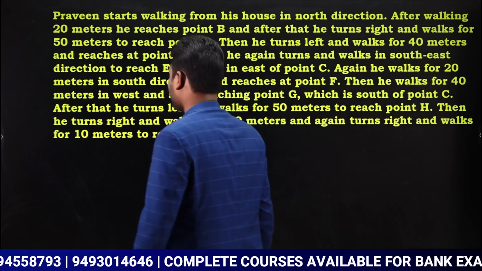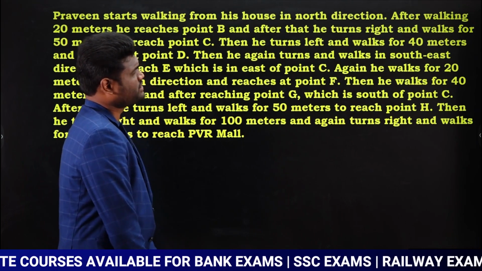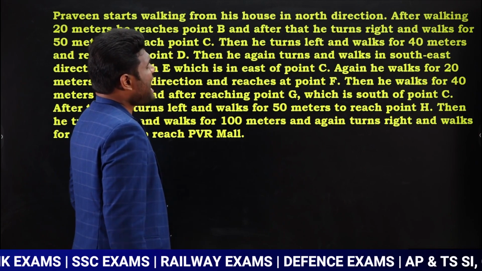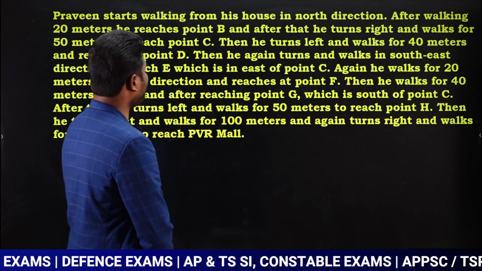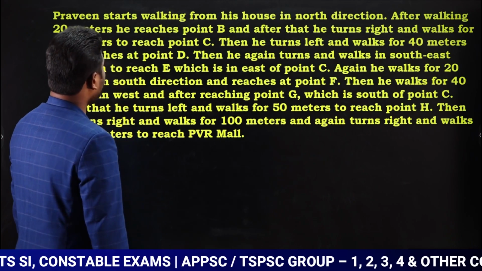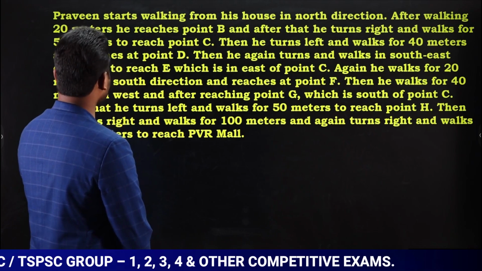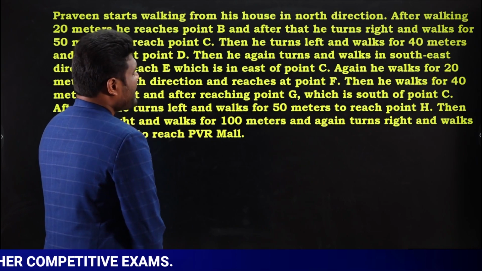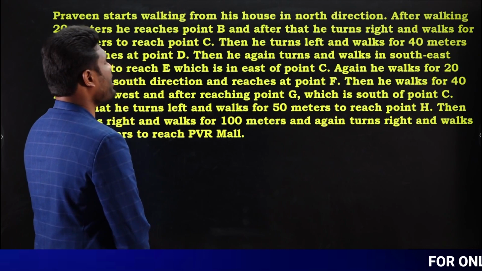So this is the next one. Praveen starts walking from his house in the north direction. After walking 20 meters, he reaches point B, and after that he turns right and walks for 50 meters to reach point C. Then he turns left and walks 40 meters and reaches point D. Then he again turns and walks in the southeast direction to reach E, which is east of point C. Again he walks for 20 meters in the south direction and reaches point F.